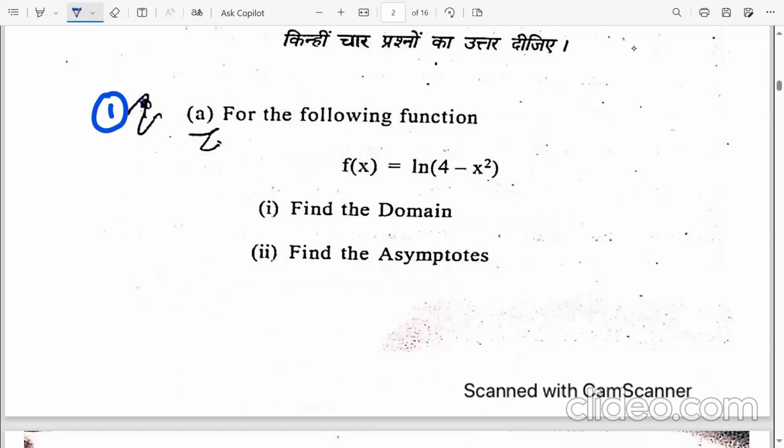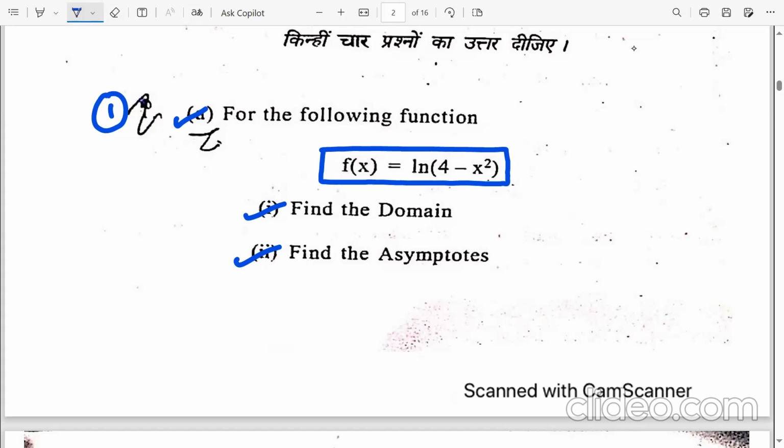Okay, let's look at part A. For the following function f of x, which is ln of 4 minus x square, part 1 asks us to find the domain. Part 2 asks us to find the asymptotes for this particular function. So let's quickly come to the whiteboard and let's solve this. Remember, students are going to find this in my lectures on relations and functions and coordinate geometry, which I have covered in my introductory mathematical methods for economics course.